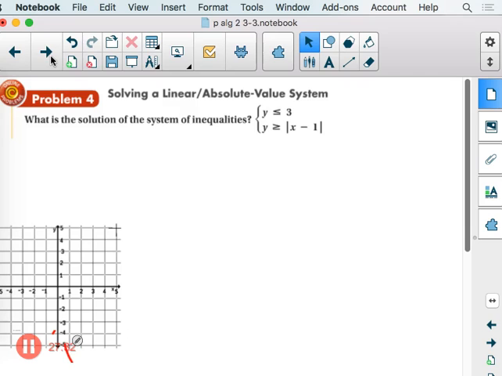And what we have to do is look at one that not only has a line, but also an absolute value today. We're going to take a peek at an absolute value inequality. Again, we already did these. This is not new. So let's color code.